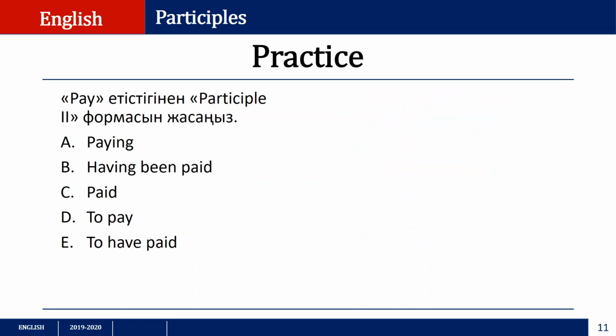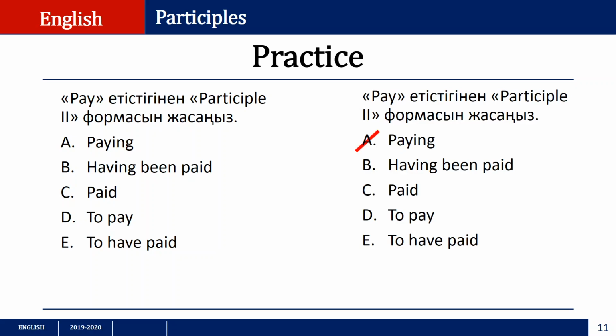Now let's look at another example. You should find participle 2 for the verb pay. Variant A is not correct because it is participle 1. B is not correct because it is perfect participle passive. D is also not correct because it's infinitive. E is also not correct, it's perfect infinitive. And the correct answer is C, because the third form of pay is paid.